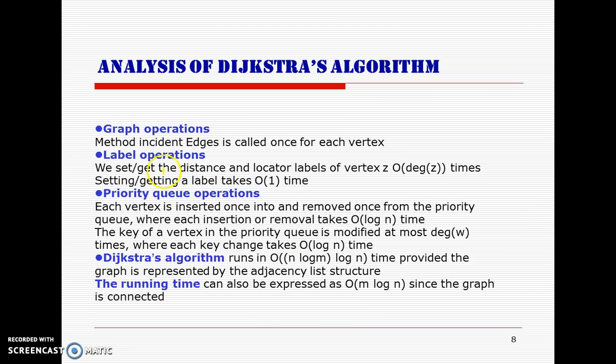Now if we analyze the graph operations, the method incident edges is called once for each vertex. In the label operation, we set or get the distance and locator label of vertex Z, O of degree Z times. Setting and getting a label takes O of 1 time. In the priority queue operation, each vertex is inserted once into and removed once from the priority queue, where each insertion or removal takes O of log n time. The key of a vertex in the priority queue is modified at most degree W times, and the complexity is O of log n.